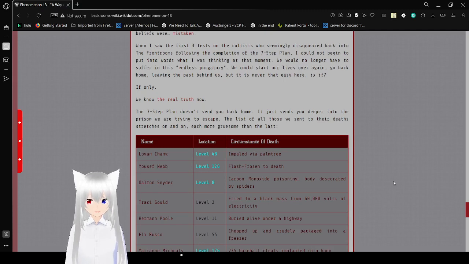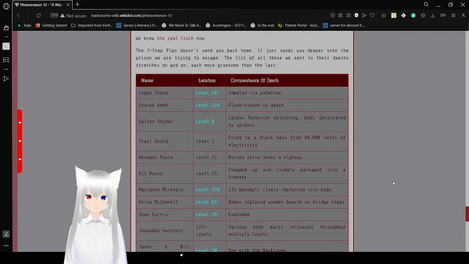But it is never that easy here, is it? If only. We know the real truth now. The 7-step plan doesn't send you back home. It just sends you deeper into the prison we are trying to escape. The list of all those we sent to their deaths stretches on and on, each more gruesome than the last.